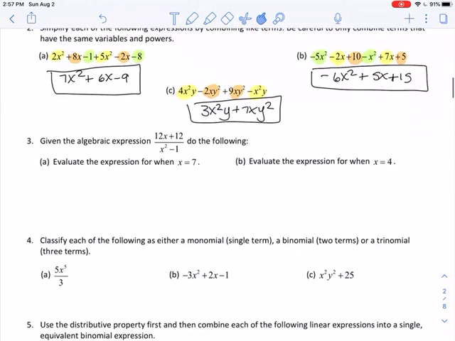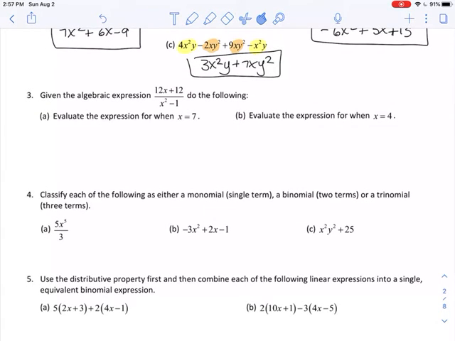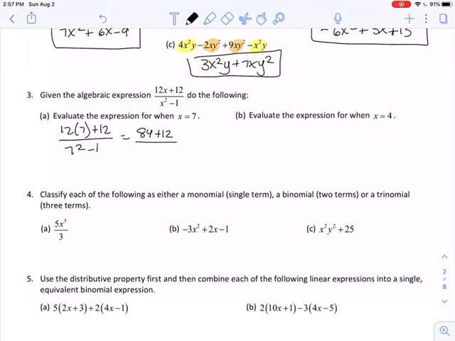All right, so for 3, given the algebraic expression (12x + 12) divided by (x squared minus 1), do the following. Evaluate the expression for when x equals 7. So I'm going to plug in a 7 right there. It's going to be 12 times 7 plus 12 over 7 squared minus 1. So 12 times 7 is 84, and 7 squared is 49. So that gives me 96 over 48, and that is equal to 2.